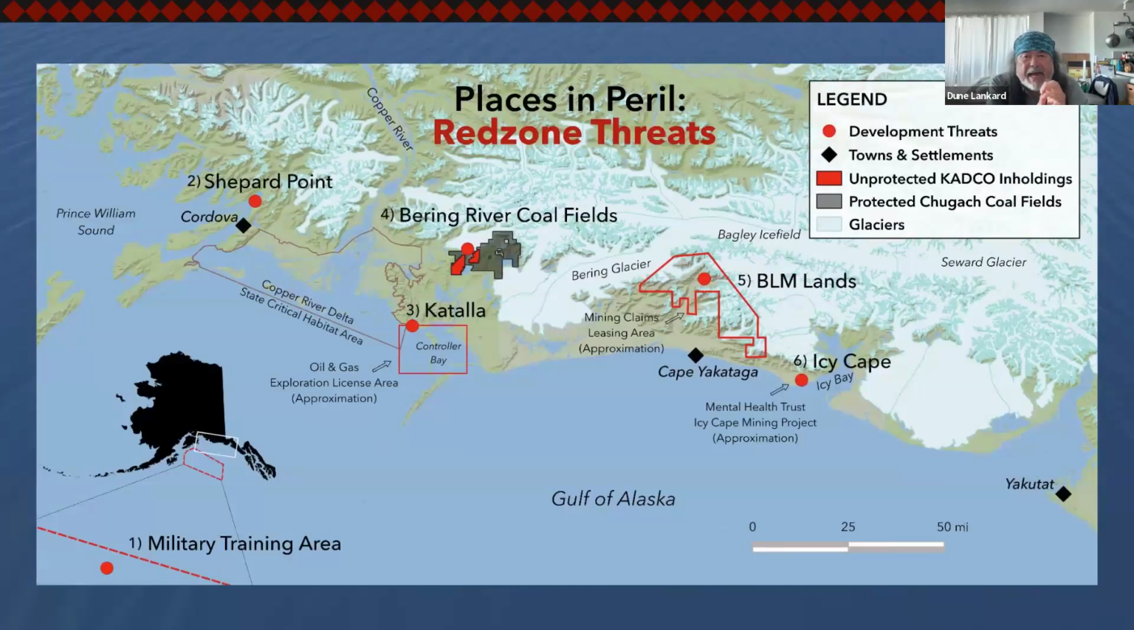This is some of the threats that are happening, ongoing right now in the Copper River Delta in our homelands. Everything from offshore military training, bombs, ammunition, sinking ships, chemicals, sonars, to building a deep water port in the name of oil spill response against the public will at Shepherd Point. They want to open oil and gas drilling at Katalla, which we've been able to stop. They want to open the Bering River coal fields and build a 30-mile road across the roadless Copper River Delta. There's oil and gas and different minerals on the BLM lands, and Icy Cape is mental health trust, clear cutting and mining. So the place is always under attack.